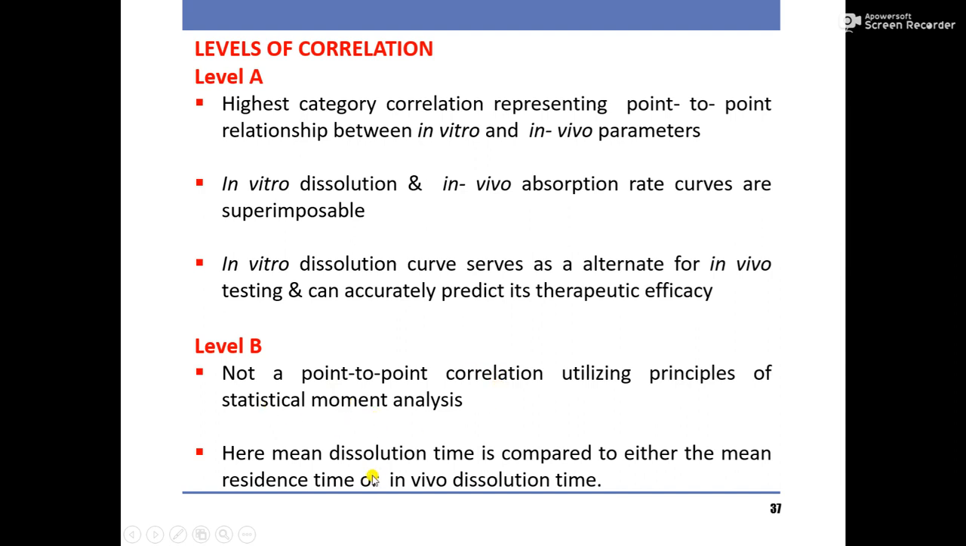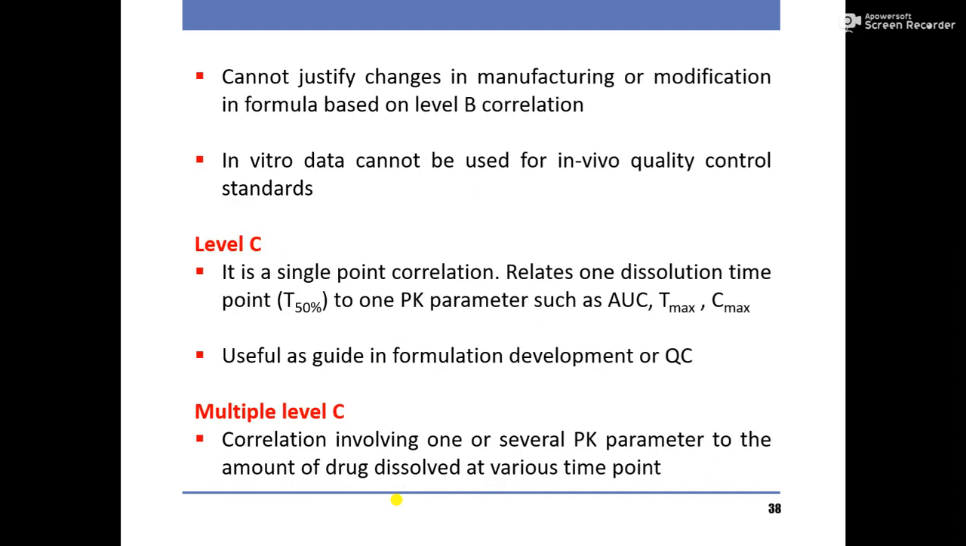Level B is not a point to point correlation, utilizing the principle of statistical moment analysis. Here, mean dissolution time is compared to either the mean residence time or in vivo dissolution time. It cannot justify changes in manufacturing or modification in the formula based on level B correlations, and the in vitro data cannot be used for in vivo quality control standards.